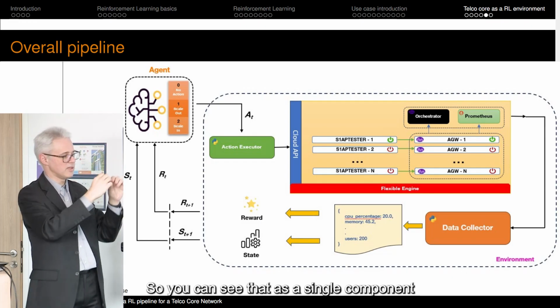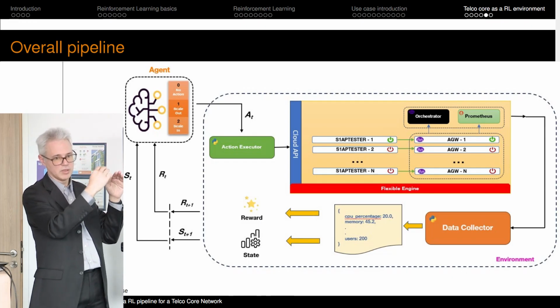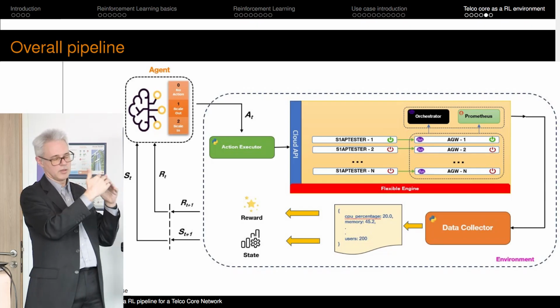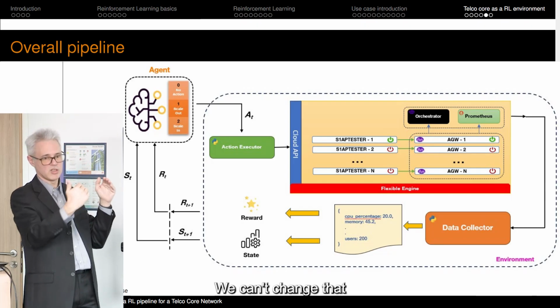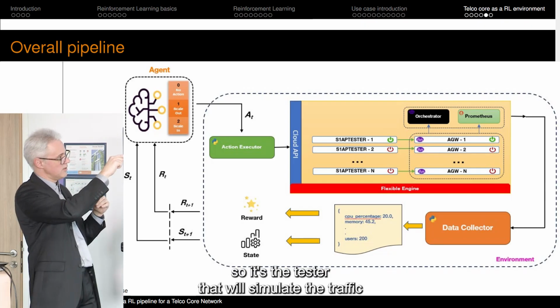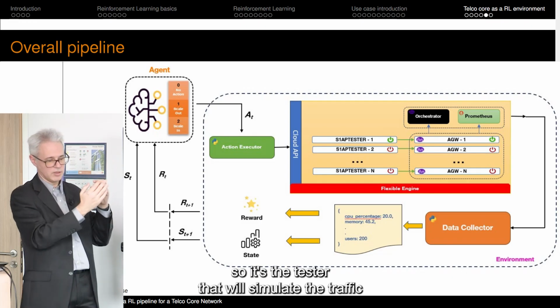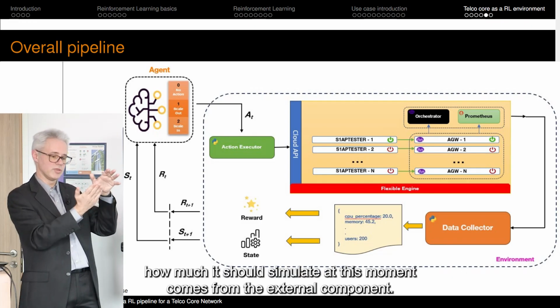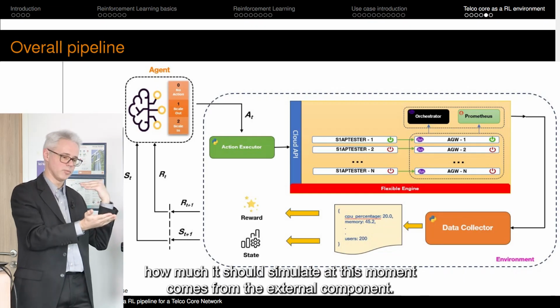So you can see that as a single component. It's an architectural choice by Magma. We can change that. So it's a tester that will simulate the traffic, but the information on how much it should simulate at this moment comes from an external component.